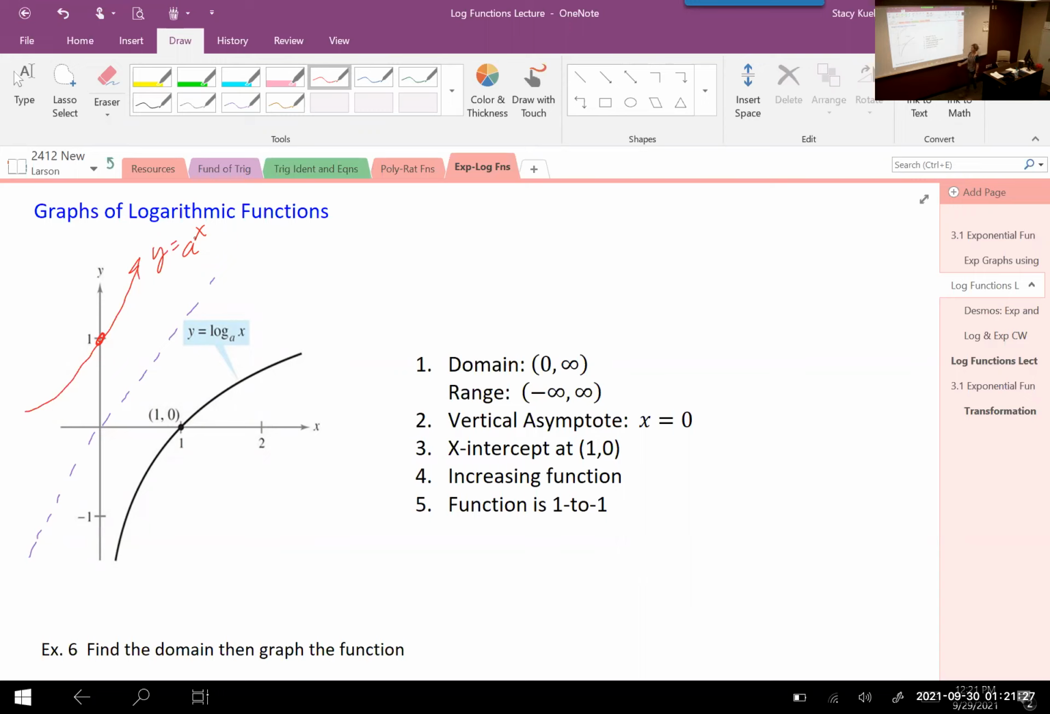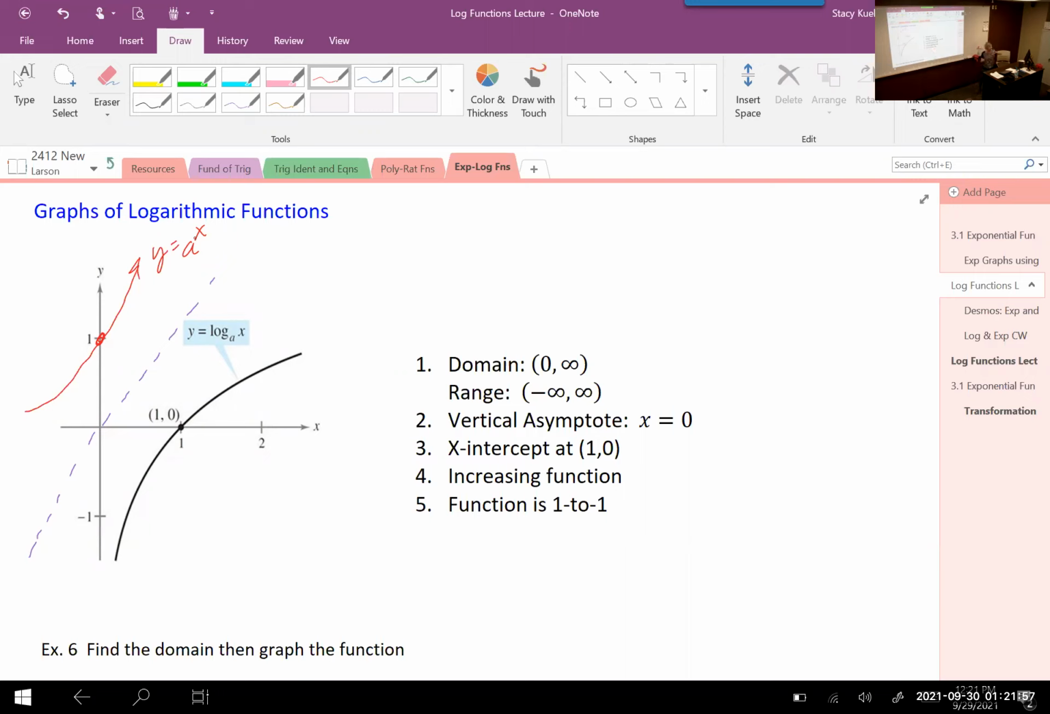In a log function, you have a vertical asymptote at x equals 0. In an exponential function, you have a horizontal asymptote at y equals 0. So these are true inverses of each other. Their x and y components switch. When you have inverse functions like this, they are symmetric across this asymptote, we'd say, or this imaginary line of y equals x.